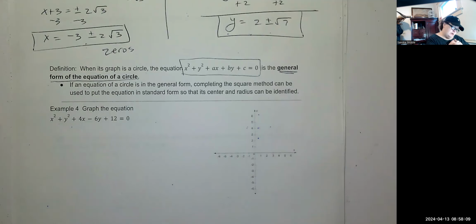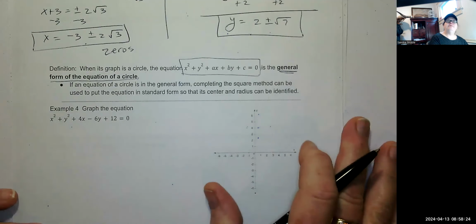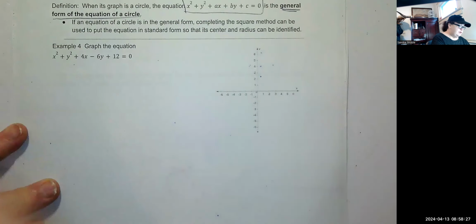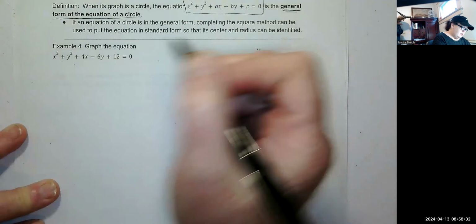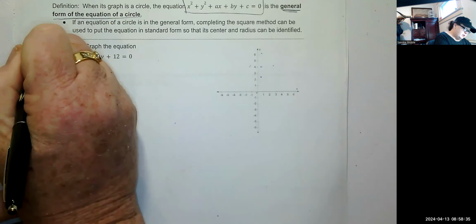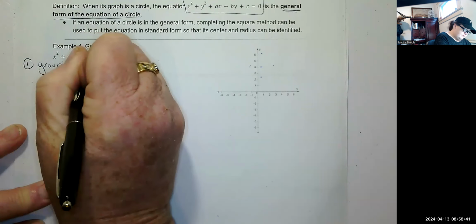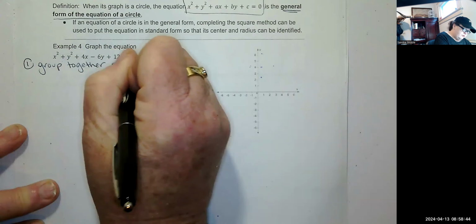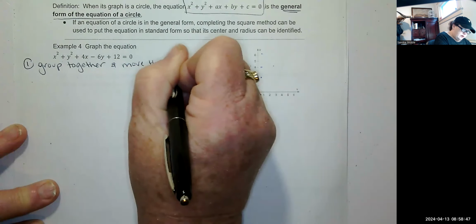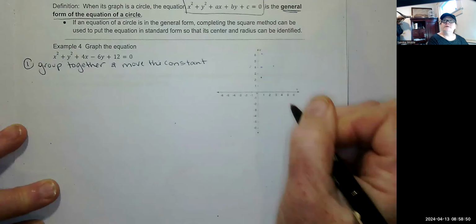If an equation of a circle is in general form, the completing the square method can be used to put the equation in standard form so that center and radius can be identified. So let's do that. I'm going to give you the steps for this as well. The first thing you want to do is group together and move the constant, not consonant.